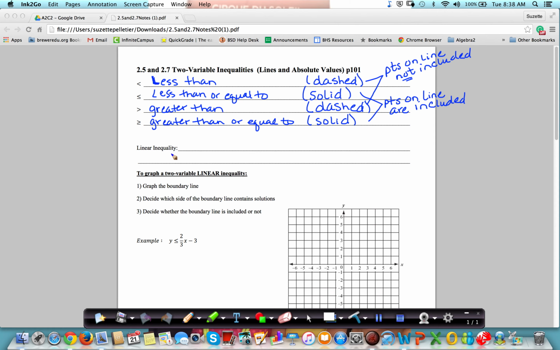So a linear inequality, let's define it. It's a two-variable function. That means there's two unknowns. Two-variable function whose graph is a region bounded by a line. Okay, two-variable function whose graph is a region bounded by a line. So let's go ahead and scroll our page up and then we're going to work on this problem.